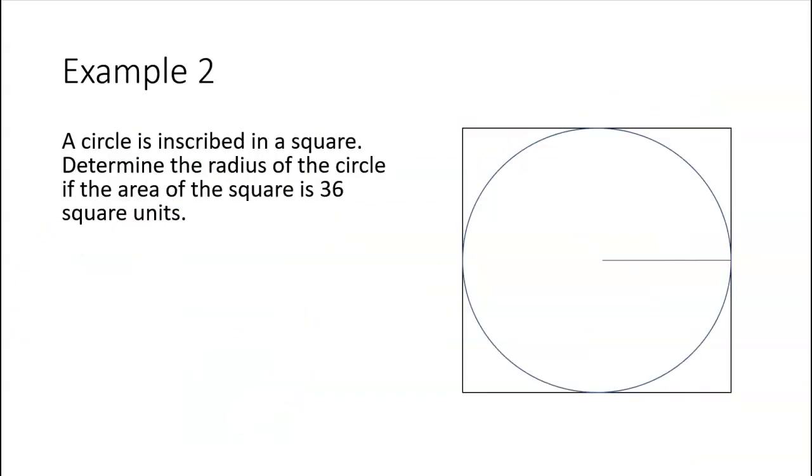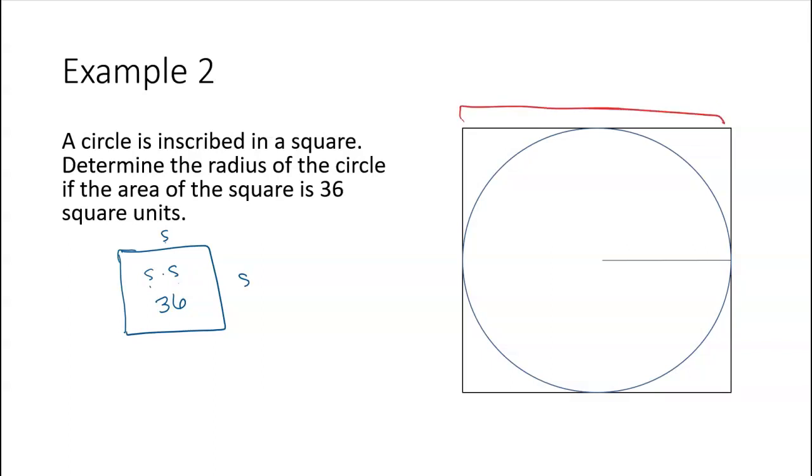A circle is inscribed in a square, which means that it's perfectly in it, edge to edge. Determine the radius of the circle if the area of the square is 36 square units. Well, what do we know about squares? We know that they have the same side lengths, and that to get the area, we would do side length times side length. And we know that the area is 36. So what times what gives us 36? 6. So we know that this length here, I'll use a different color, is 6. And this length here is 6.